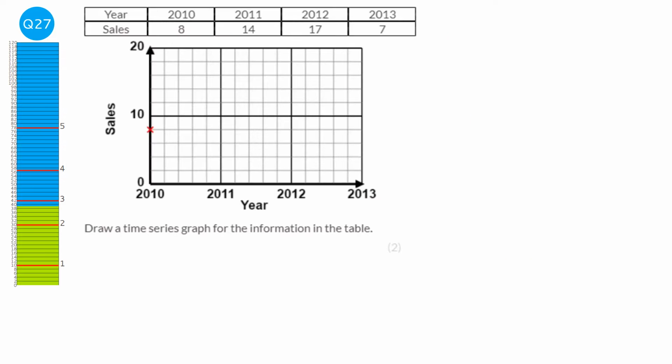So for a time series graph, it's just a line graph with time being on the x-axis, and so we've got the first one plotted for us, so we're going to plot the next one. So it's 2011, 14 high, 2012, 17 high, which will be here, and then 2013 is 7 high. And then what we do is we just join them up with straight lines.